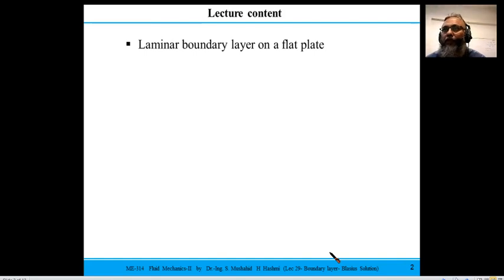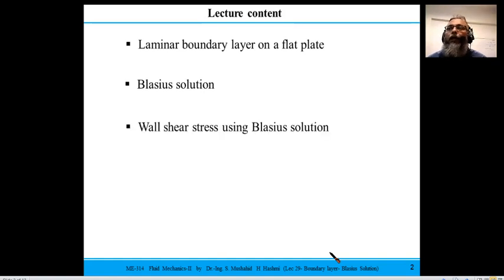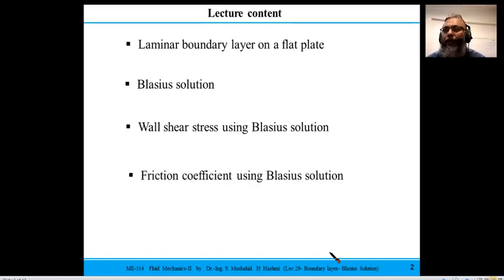We are interested in the boundary layer over a flat plate, and we will solve it analytically, and that solution is called the Blasius solution. Using that Blasius solution, we will be able to work out the wall shear stress as well as the friction coefficient, and in the end we will solve problems using that Blasius solution.